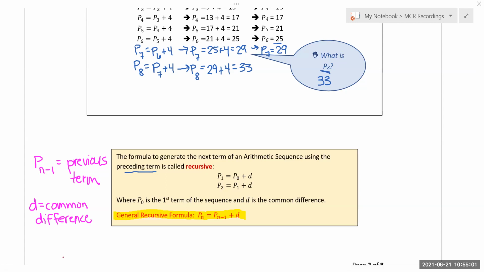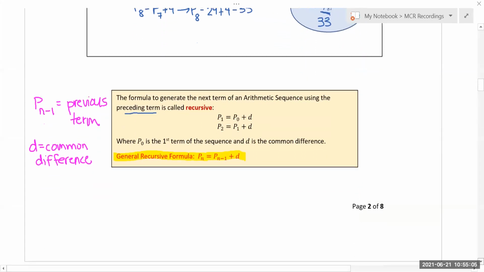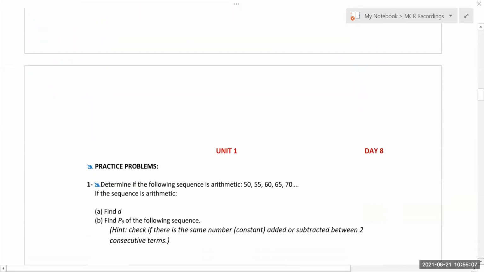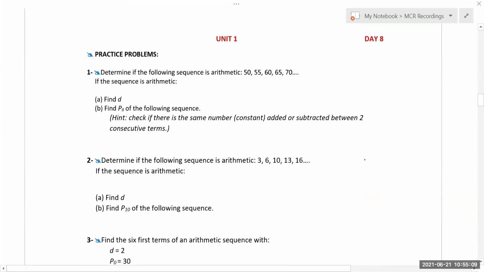I've got a couple of practice problems. So the idea would be you're going to stop and try these and then come back and look at the answers. So if you can, take a few minutes to try these out and see if you can get them. So I'm going to go over the answers though.